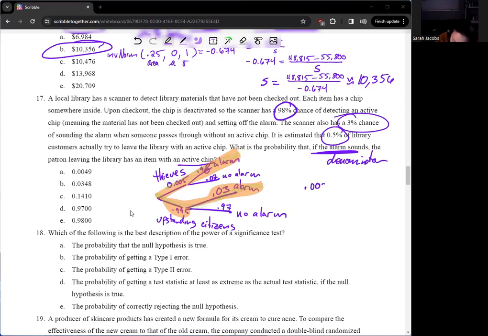So thieves was 0.005 times 0.98 plus, so that's this bit, 0.995. Most people are not trying to steal a book, and they only have a 3% chance of setting off the alarm. So altogether, 0.005 times 0.98 plus 0.995 times 0.03.